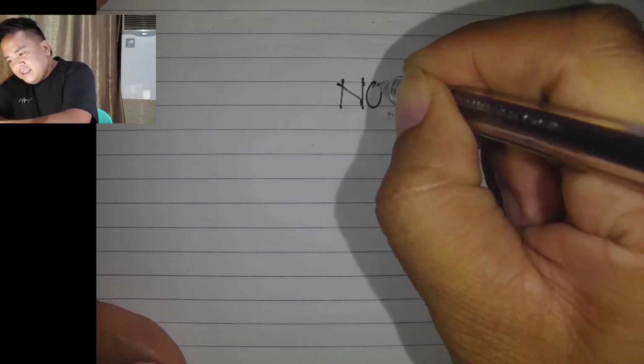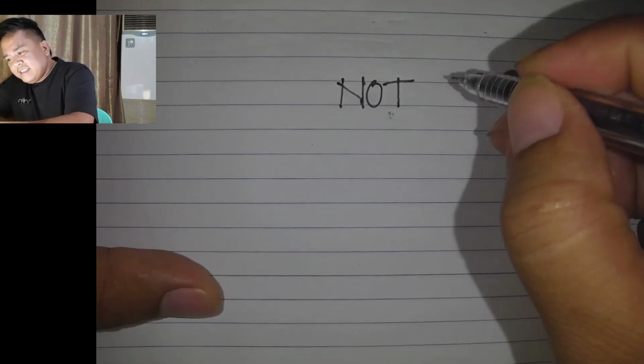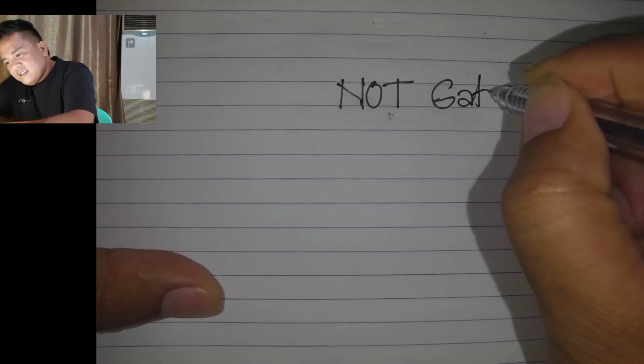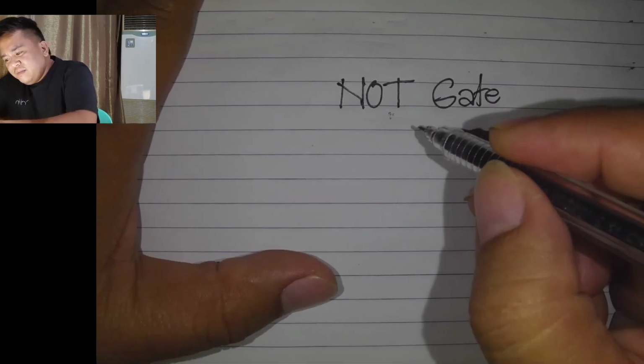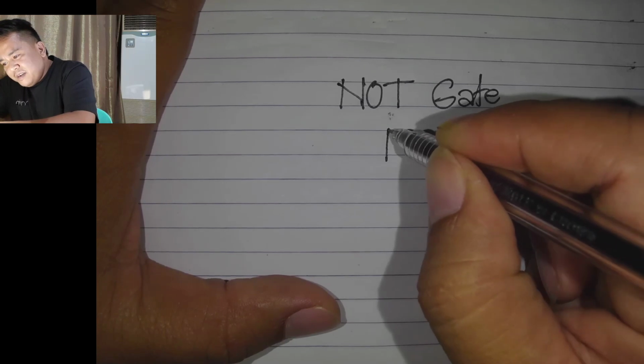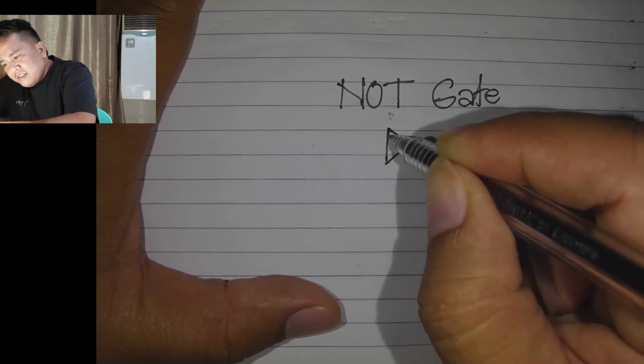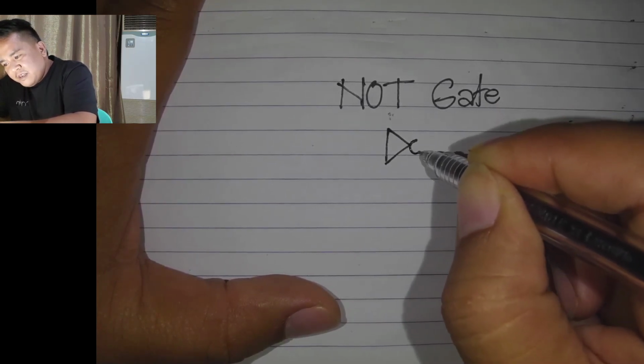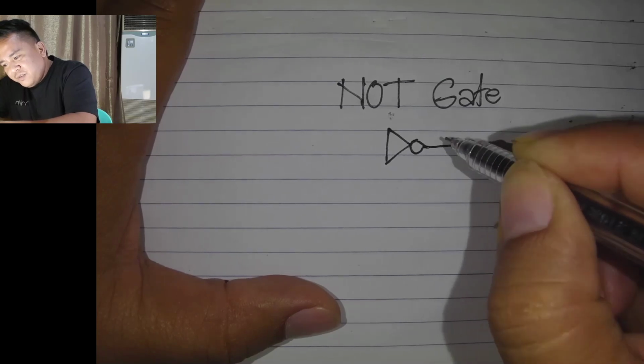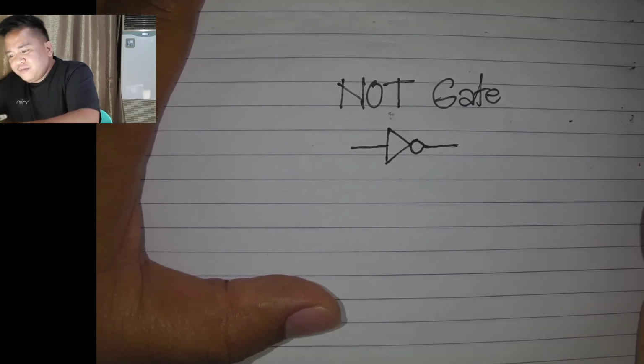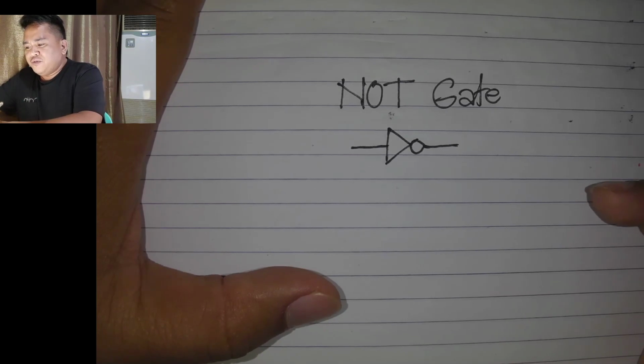So yung una, okay, the NOT gate. Okay, si NOT gate. So check that, NOT gate. And yung symbol ni NOT gate is a triangle, mayroon siyang circle. Tsaka, this is the output, ito yung input niya. One input, one output only.